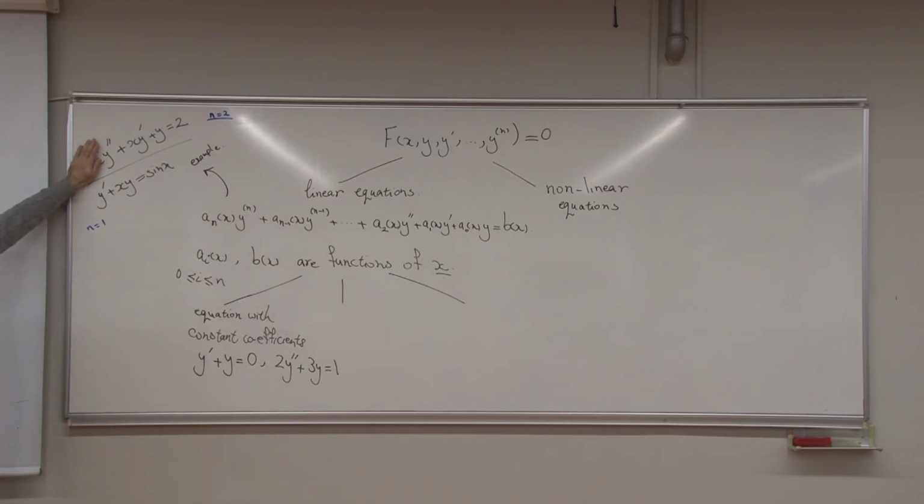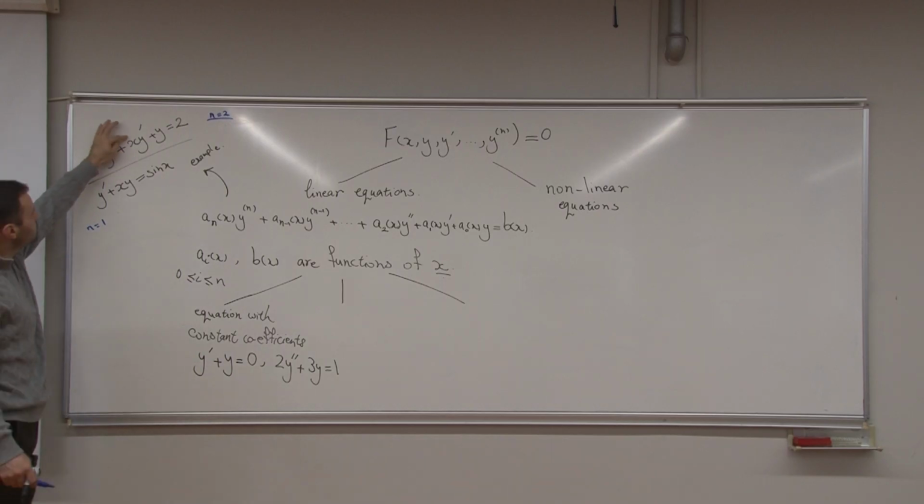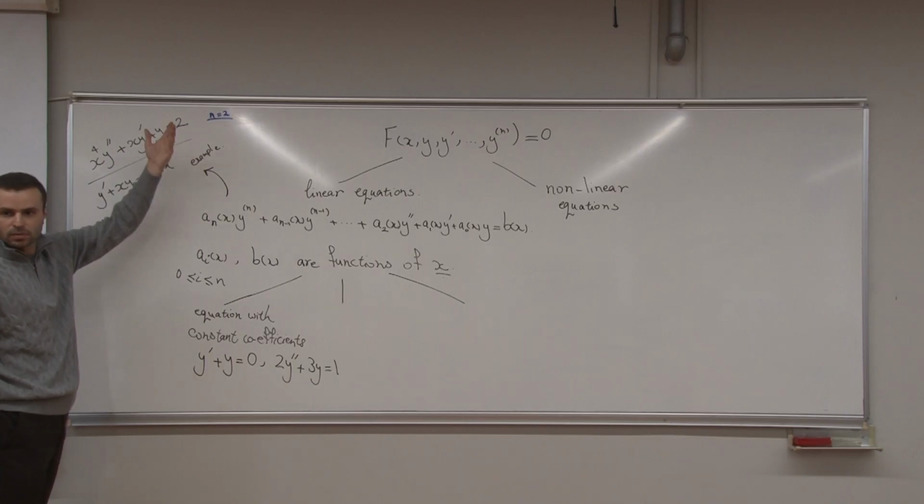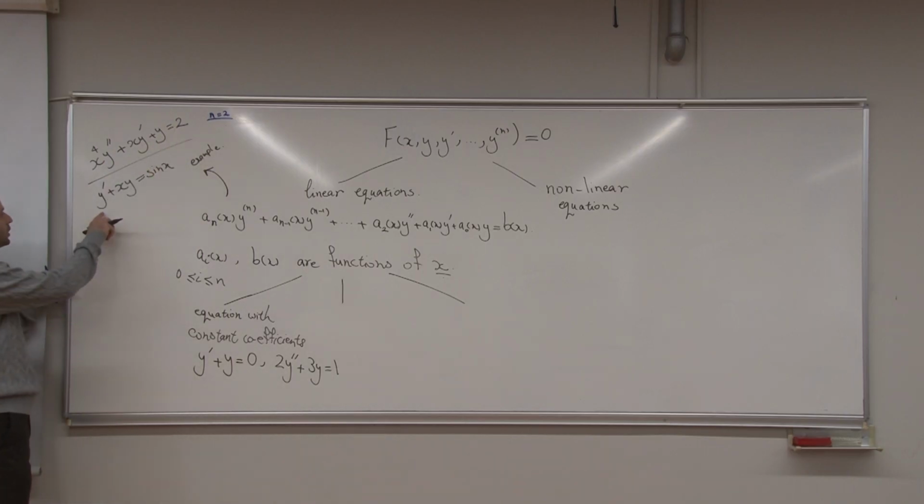This is coming as our a2. a2 is here x to the power of 4. a1 is x. a0 is this constant 1. And b of x is this 2, again a constant. What about this equation?